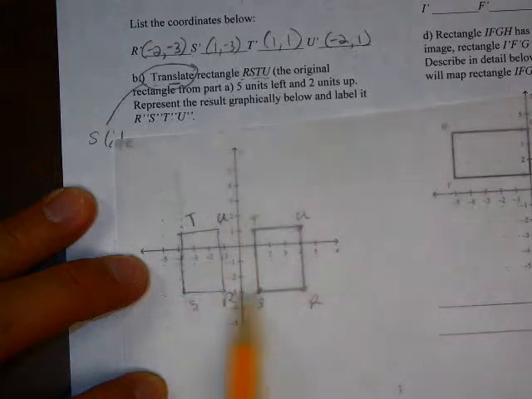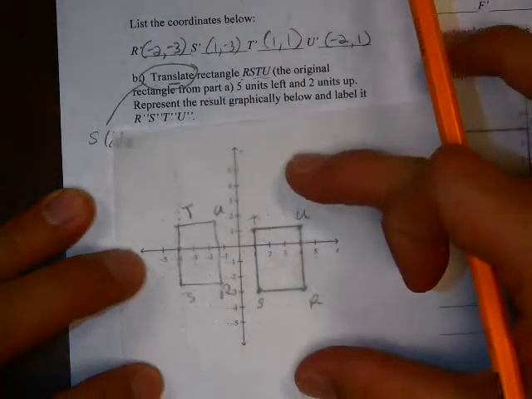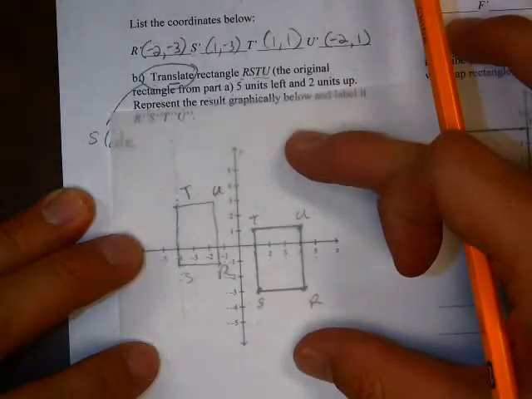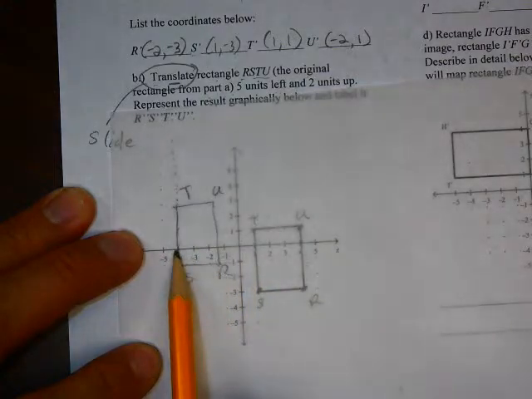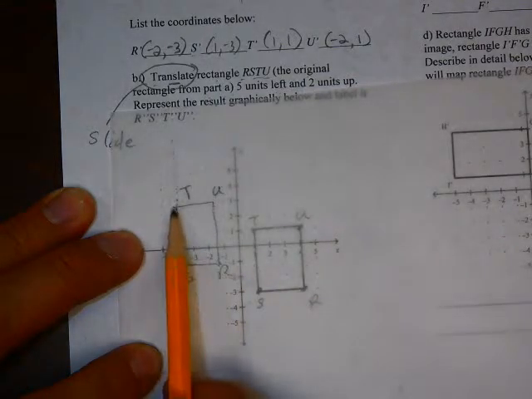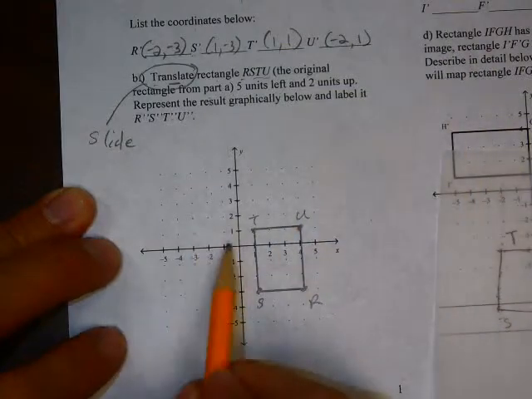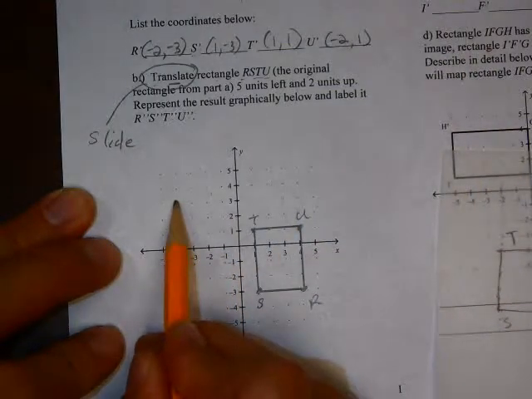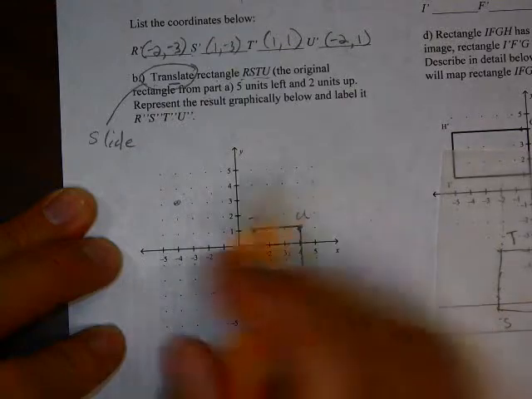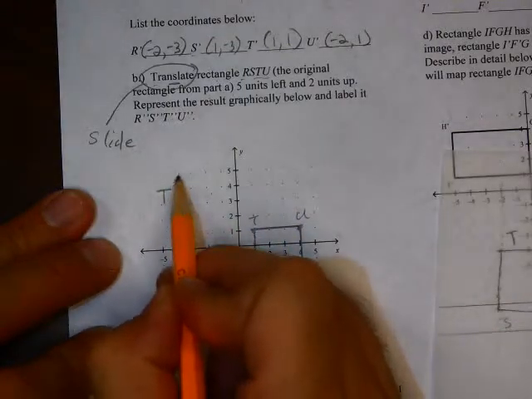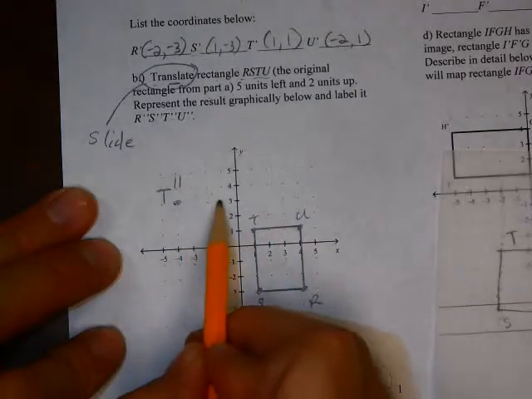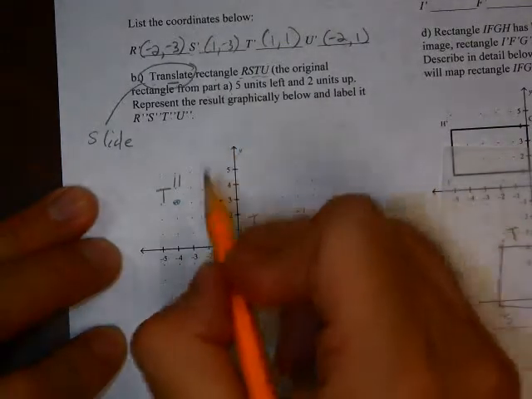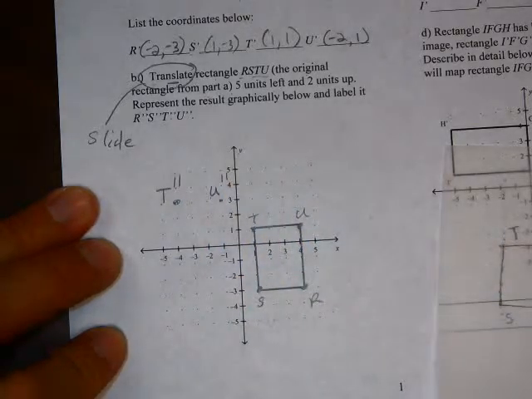Now that was my shift, or my slide, 5 units left. And now we're going 2 units up. There's 1, 2. So now my T is all the way over here at -4 and +3. 4 left, 3 up. 4 left, 1, 2, 3 up. So that's my new T, which means that's the T double prime. The U is just 1, 2, 3 units away. So that's my U double prime.